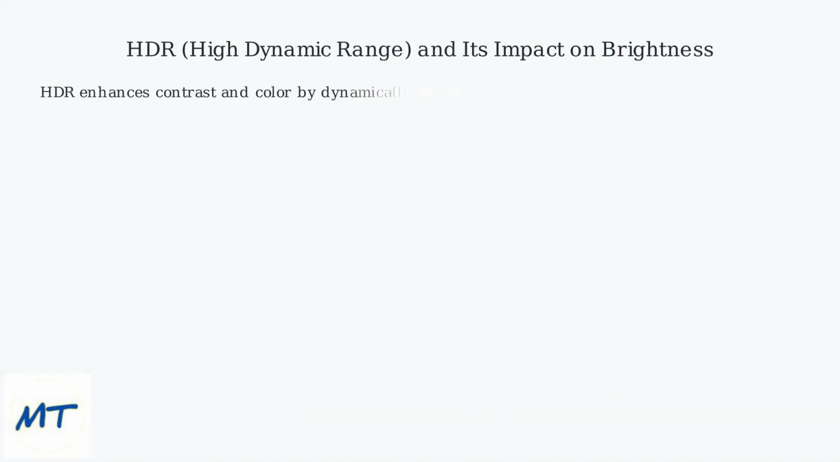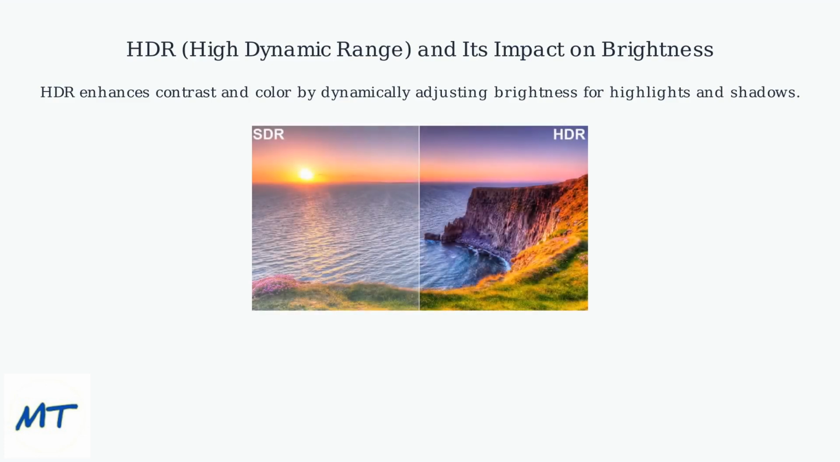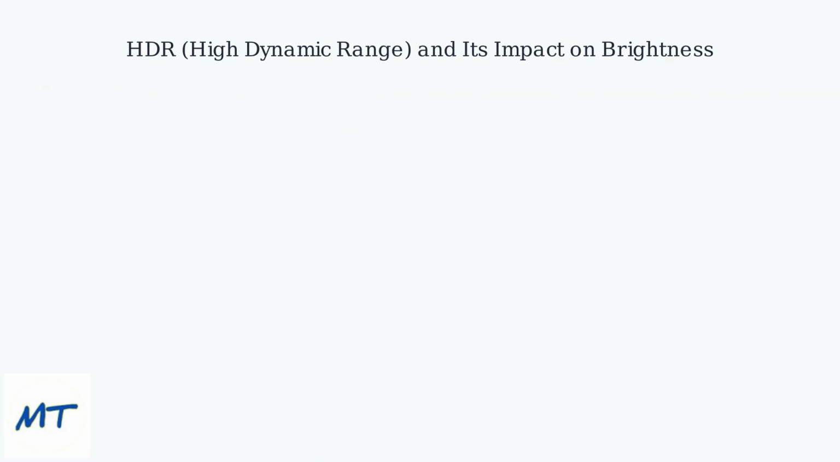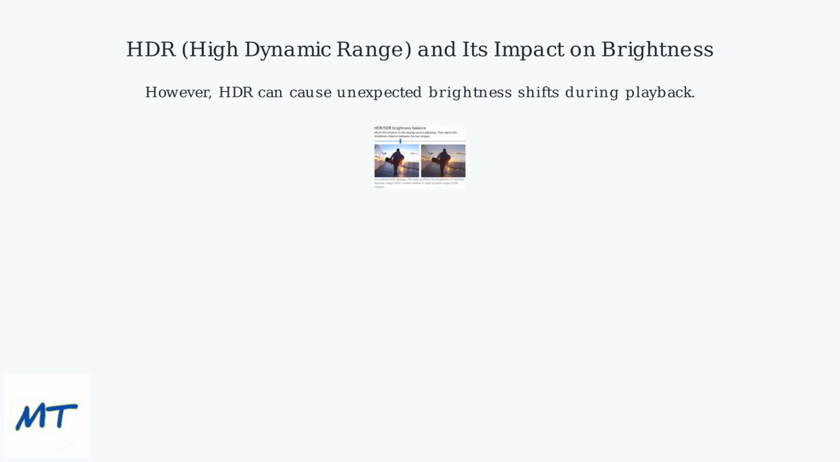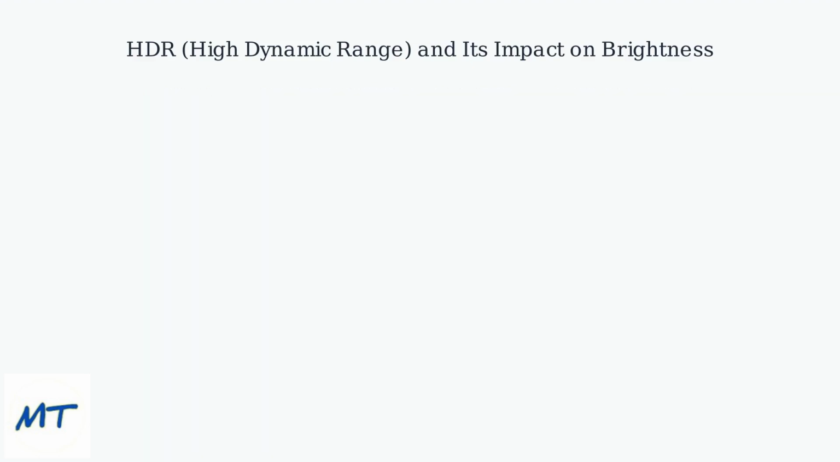HDR, or High Dynamic Range, enhances contrast and color by dynamically adjusting brightness for highlights and shadows based on content metadata. Here's a comparison. The SDR image on the left appears washed out, while HDR on the right reveals more vibrant colors and details. However, HDR can cause unexpected brightness shifts during playback. This happens because the TV adjusts brightness according to the content's metadata, which can lead to fluctuations.